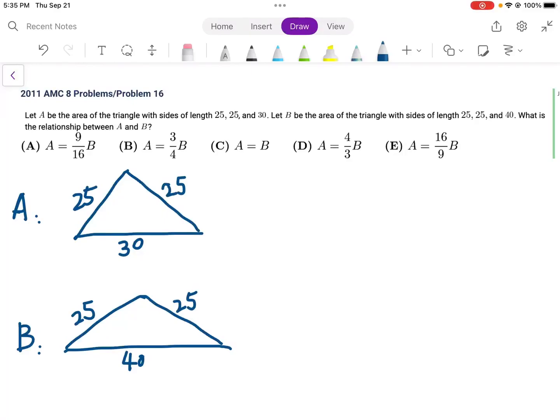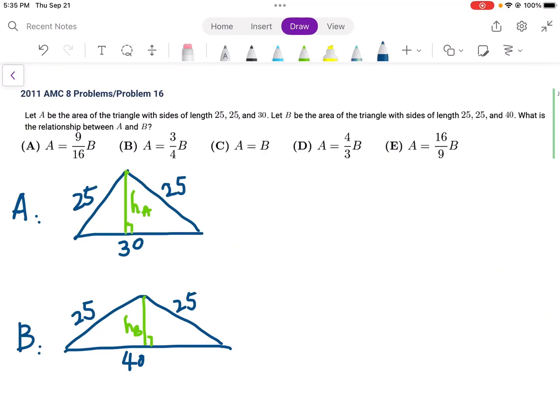Problem 16. Triangle A has two sides with length 25 and the bottom with length 30, and triangle B has also two sides with length 25 and the bottom 40. Let's assume the height of triangle A is HA and the height of triangle B is HB.